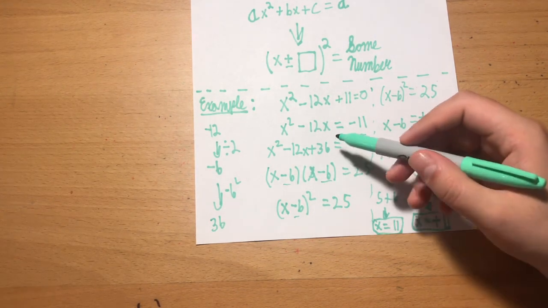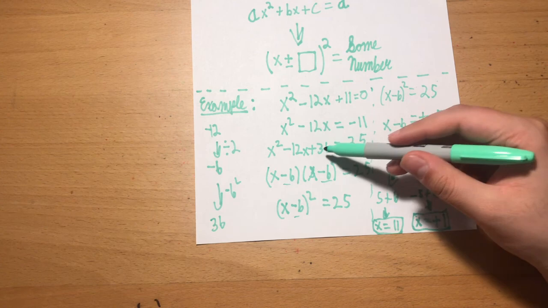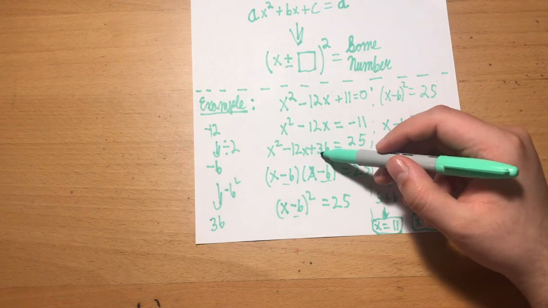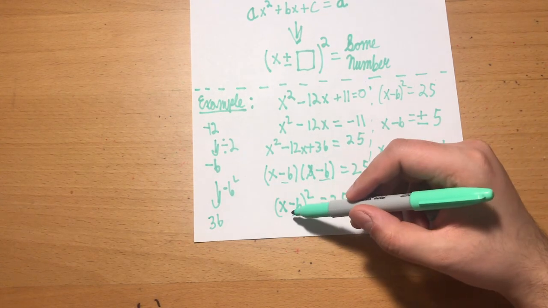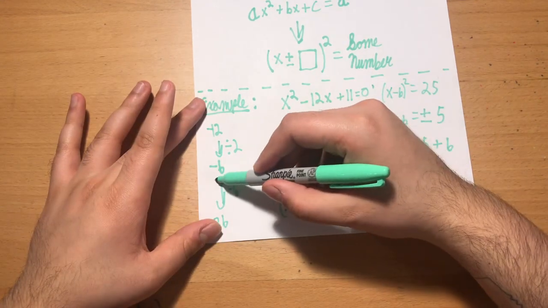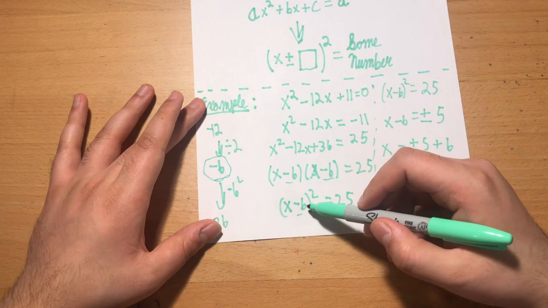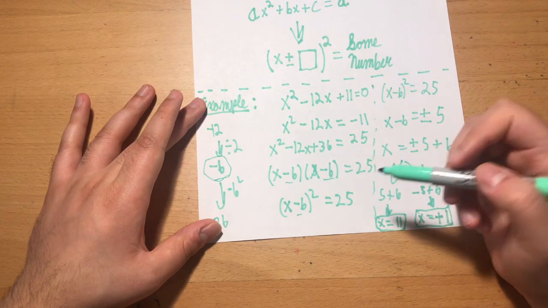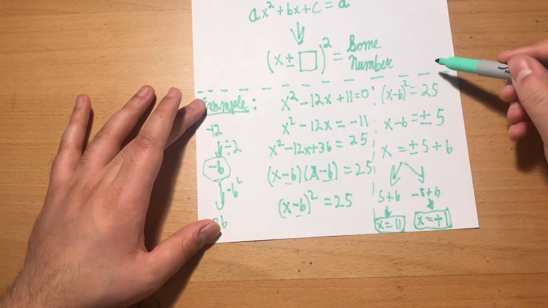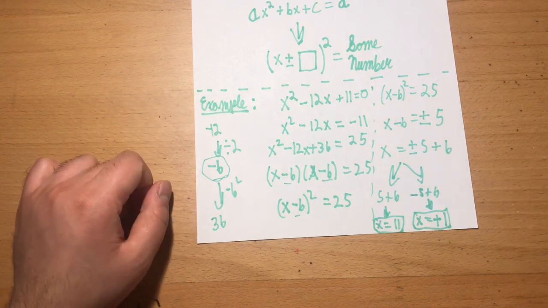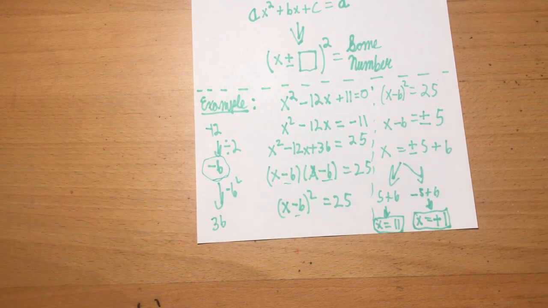Okay? And now that you have 36 added to both sides, you can essentially skip straight to this and make it x with whatever this number is. So it's a negative 6 in this case, so I made it x minus 6 squared equal to 25. And then I solved algebraically the way you normally would. Okay, so now let's go through some more examples.